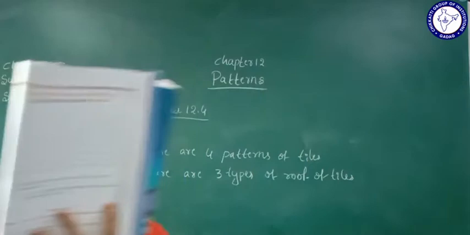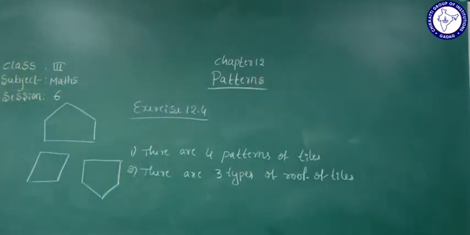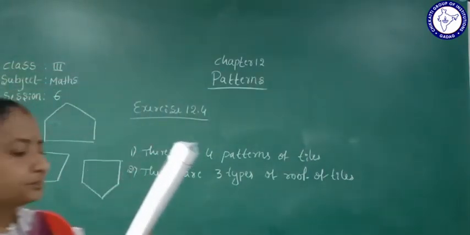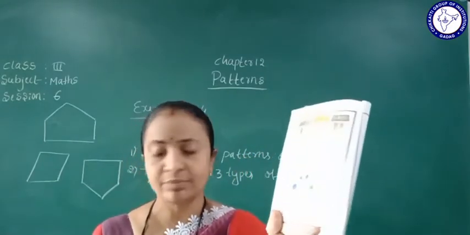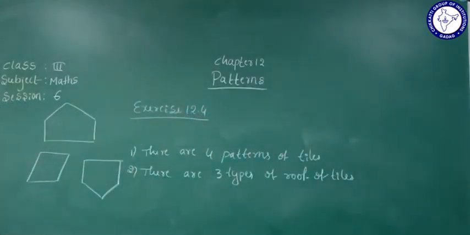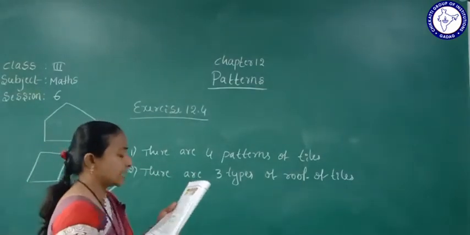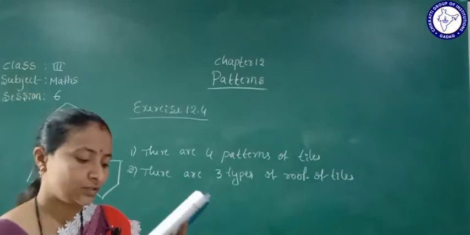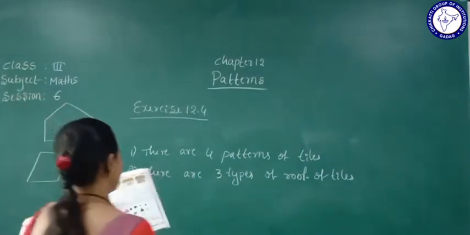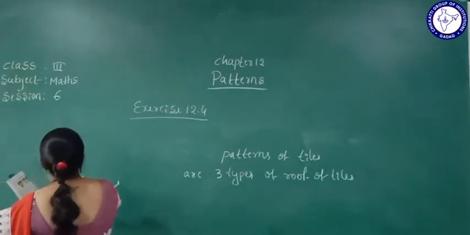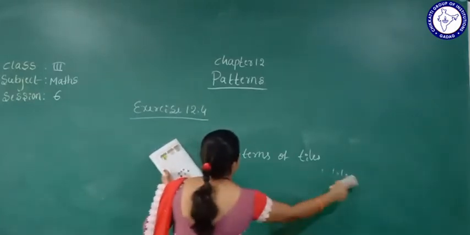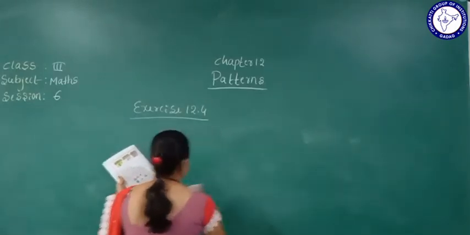Next one: use the following shapes and draw the patterns indicated below. They are given here. We will use these patterns and draw here. There are 1, 2, 3 types of patterns. Looking at them, the patterns seem the same, but the shapes and sizes are different.